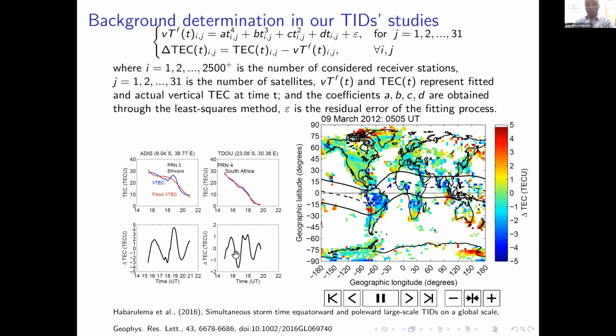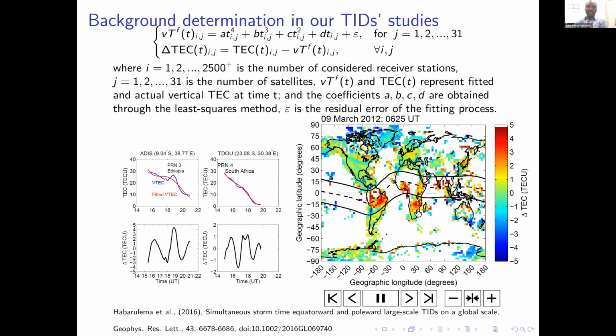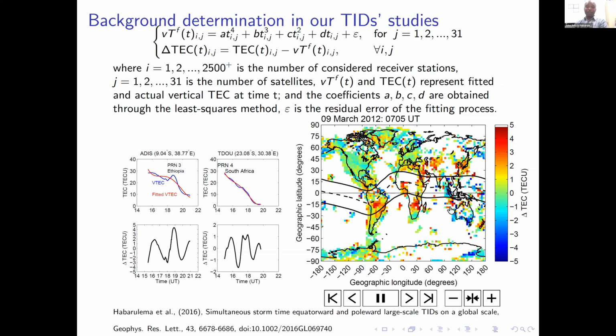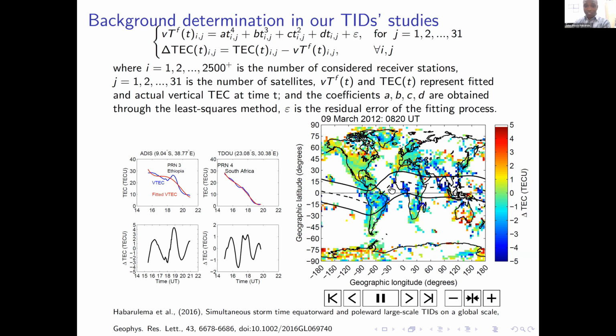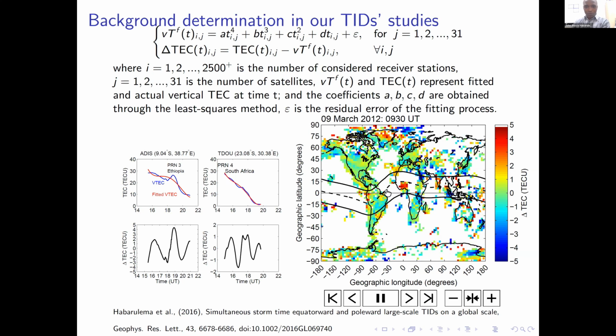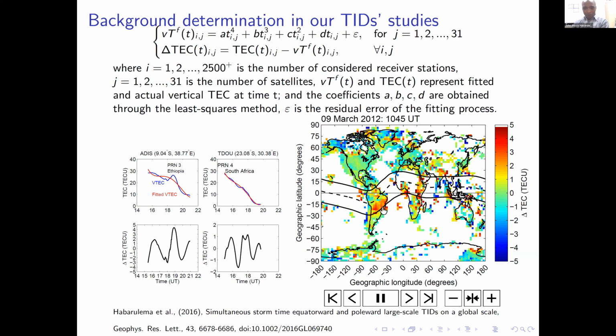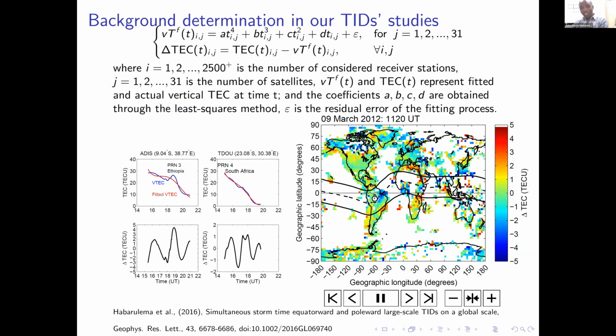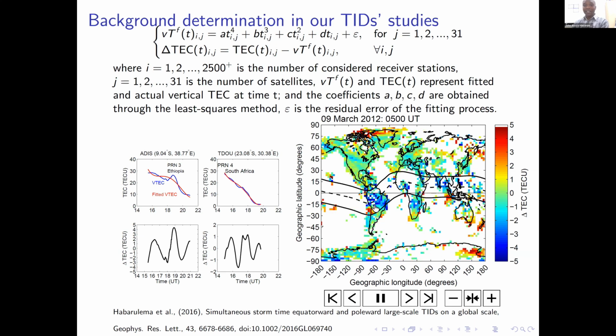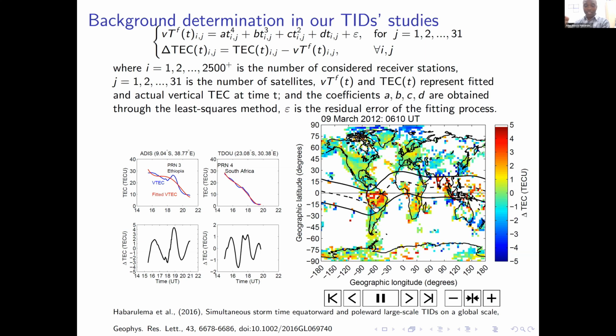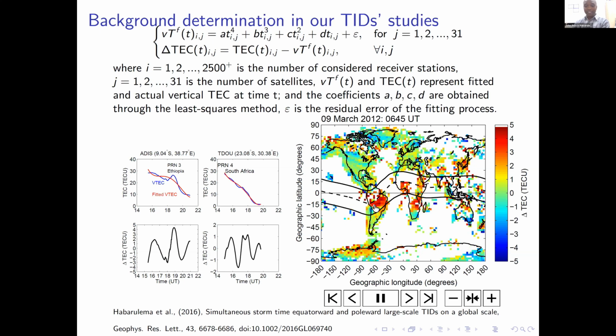Once you do that on a global scale, you get this kind of movie that is playing for the 9th of March 2012. Now, this movie is very busy, but I will request you to focus on the dotted line, which is the geomagnetic equator. Let's look at this one, which is coming now over the South American region. You'll start seeing some enhanced values building up around the geomagnetic equator, and you can see they are moving downwards. On the northern hemisphere as well, they'll be moving towards the mid-latitude, the other side. That is what we call the TIDs originating from the geomagnetic equator. In this case, we call them forward TIDs.